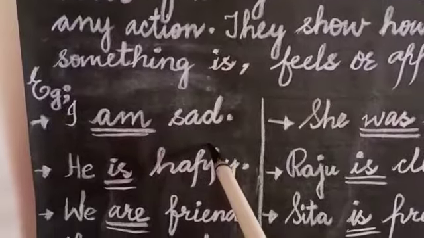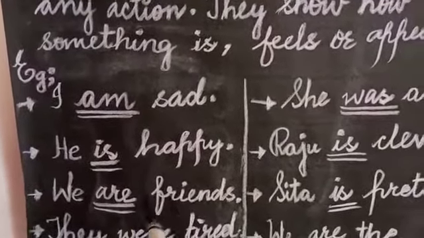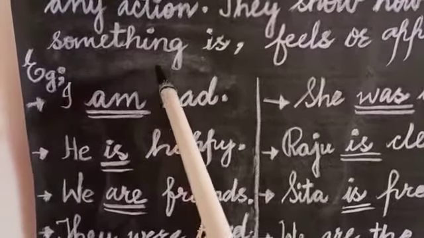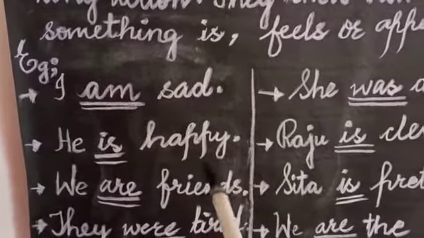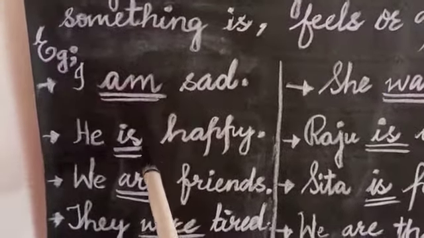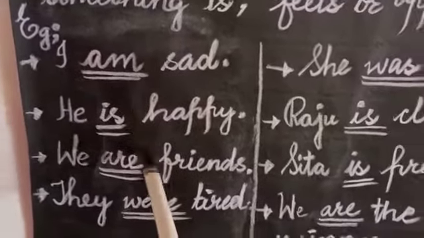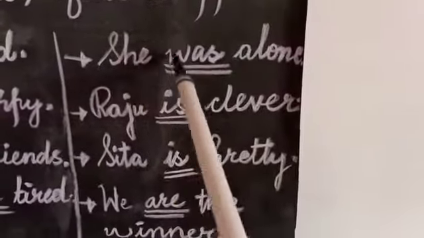Like, I am sad. He is happy. We are friends. They were tired. Again, you can see in all these sentences, no kind of physical activity, no kind of action you can see. So here you can see the verbs in these sentences, but these verbs are the verbs of being. In this portion, she was alone.